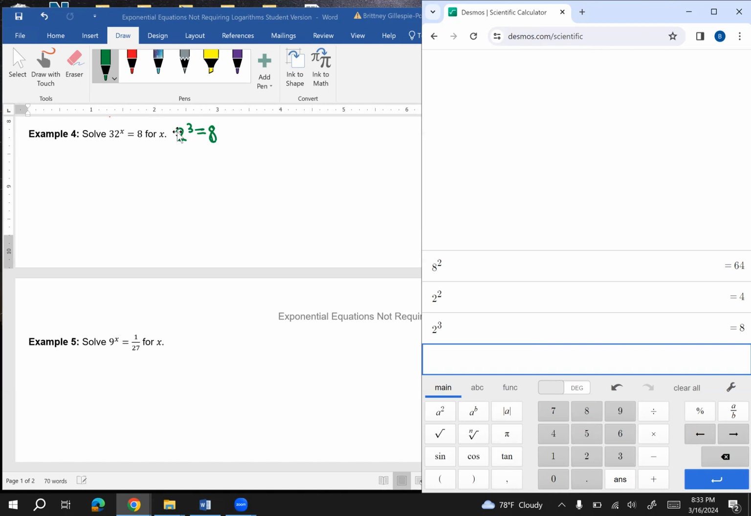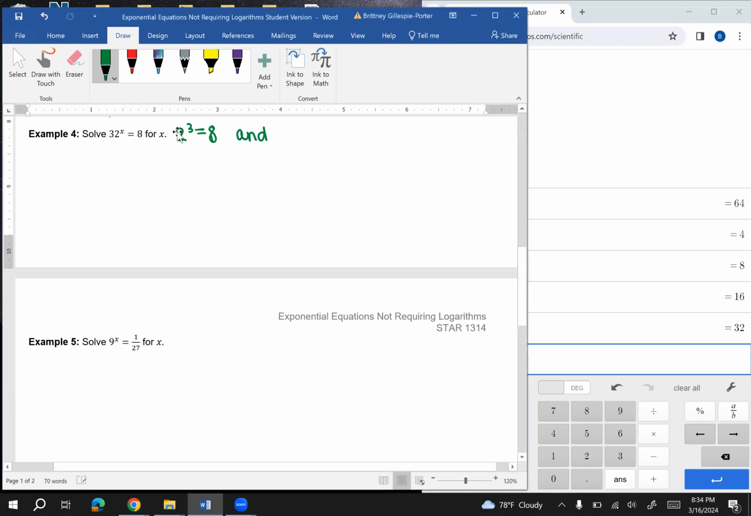We have 2 to the third is equal to 8. 2 to the fourth gets us 16. 2 to the fifth gets us 32. Awesome. So we know that 2 to the third is equal to 8, and 2 to the fifth is equal to 32. So let's rewrite our equation. We had 32 to the x is equal to, I'm going to rewrite my 8 as 2 cubed. And again, that was because we found 2 cubed is equal to 8.